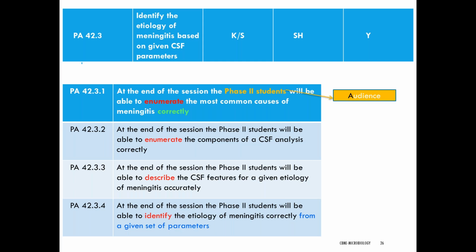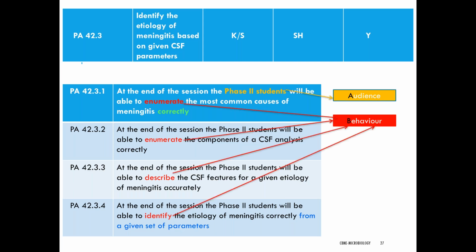So before I begin this, I would also like to tell you that while we are writing objectives, there are various methods by which we can write objectives. Here we are using the ABCD method of writing objectives. Okay. So first we need to know who is going to be the audience. Once we know the audience, we have to know what is the behavior that we expect them to change. What is learning? Learning is nothing but the change in the behavior.